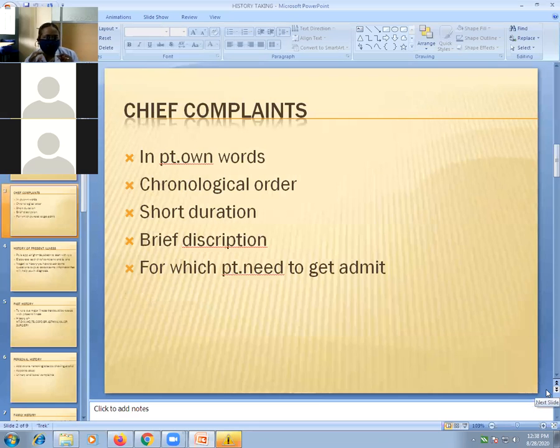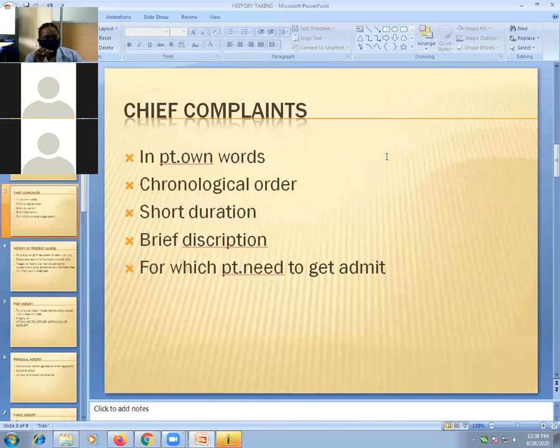Chief complaint: the patient's own words, in chronological order, with short duration. You have only two systems for the long case: one is the respiratory system and one is the cardiovascular system. Then there are selected cases for each. So your patient's chief complaints are related only to these two systems.